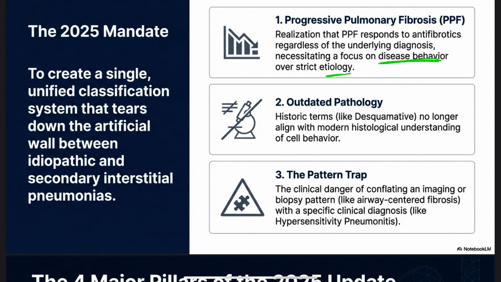And outdated pathology terms are no longer used in this. And the pattern trap, that is, the idea that a particular imaging or biopsy pattern always means a particular diagnosis, is a pattern trap. There can be a different pattern with a different diagnosis, is what the 2025 guidelines are telling.